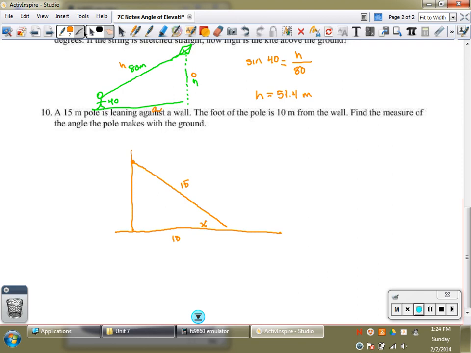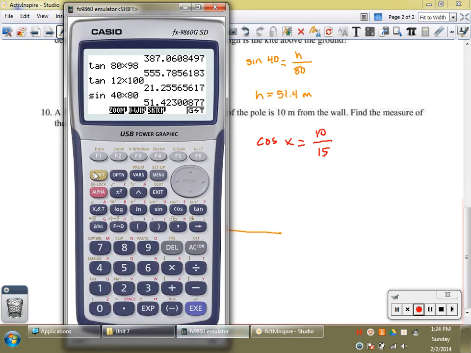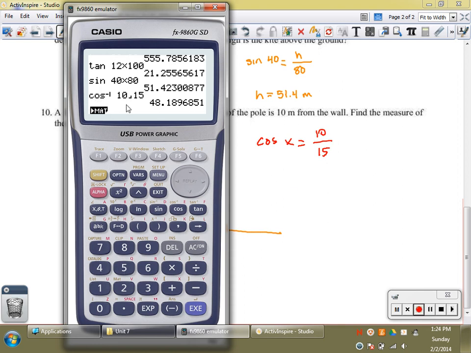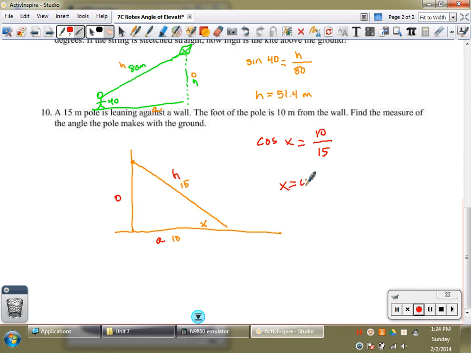So we're looking for that. When we label everything, this is opposite, hypotenuse, and adjacent. So this is cosine. The cosine of x is 10 over 15. Anytime we're looking for the angle, we use the inverse function. So 10 over 15 is 48 degrees.